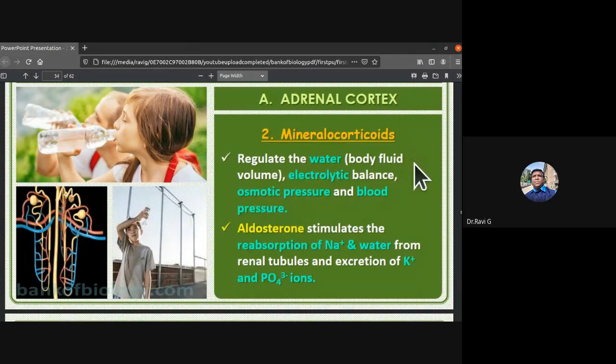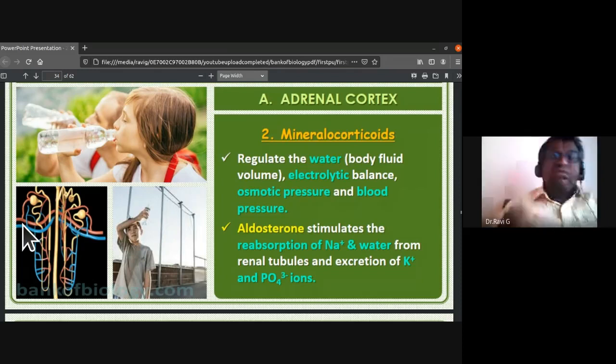The adrenal cortex, we also call it as mineralocorticoids, especially aldosterone. You have to remember under this, the adrenal cortex regulates the water and body fluid volume. So you can see a girl having water. We, as terrestrial animals, are exposed to very little amount of water, and our body should be able to conserve water.